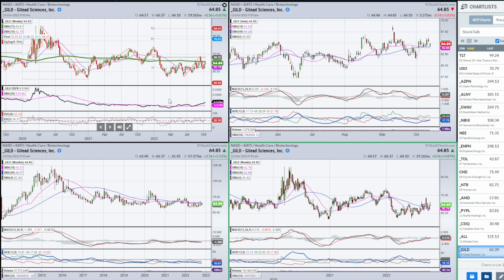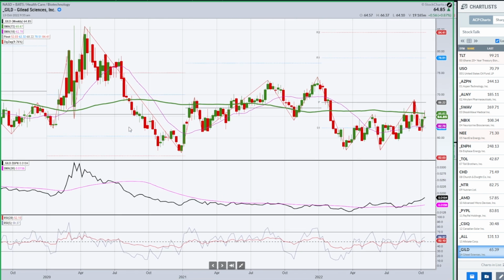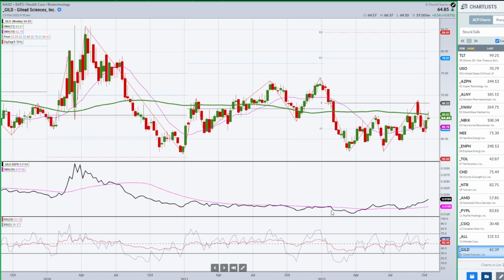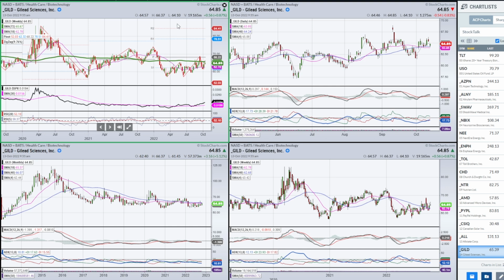So GLID, look at what's going on here. I find this kind of interesting. You see how the relative performance had been pretty weak and ugly, and now it's starting to show signs of improvement. This is an emerging relative performance line as opposed to something that's been going up, up, up and away. This is a more intriguing relative strength to me.